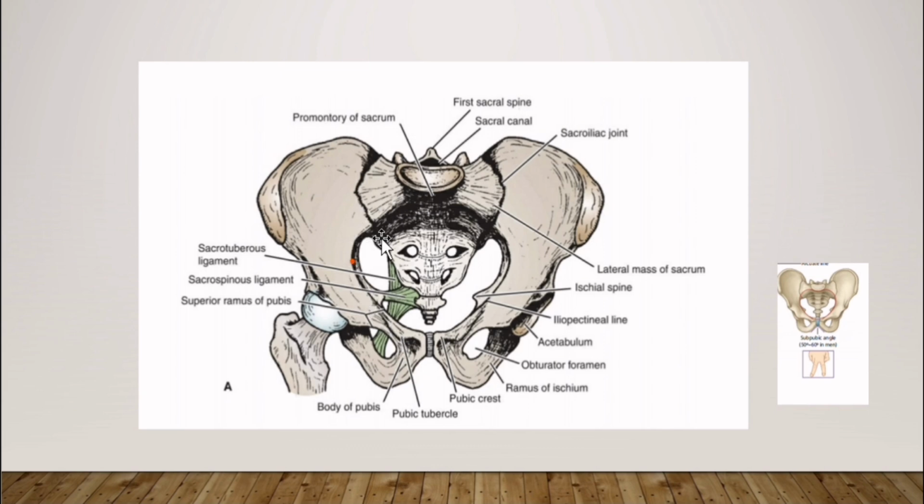Then laterally, we have the inward projections of the ilium, of the hip bone, continuous with the inward projection of the pubis, which you call the iliopectineal line. So these form what is called the pelvic brim, and anything above the pelvic brim is called the false pelvis. Anything below the pelvic brim is called the true pelvis, right?